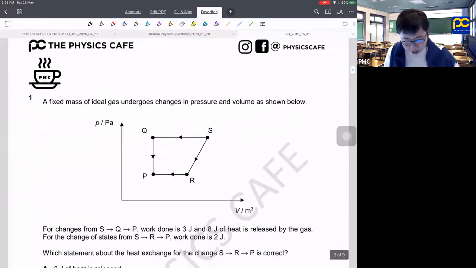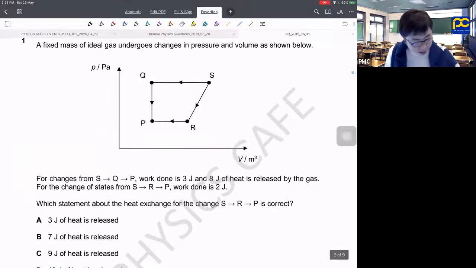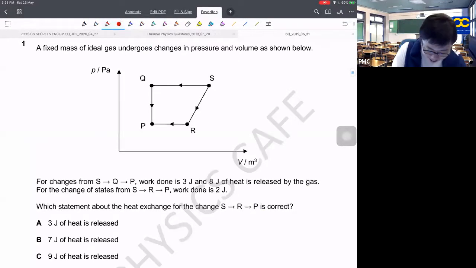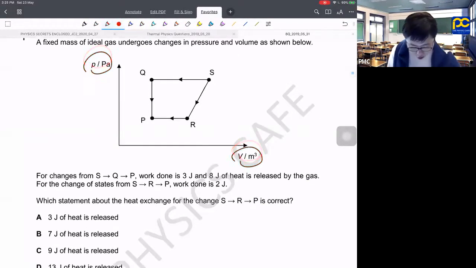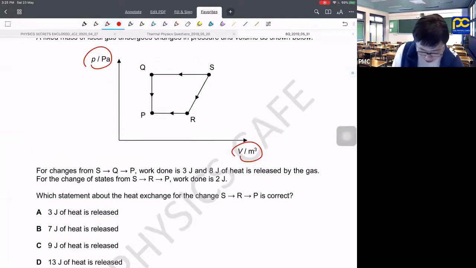Okay, look at question 1. Don't need to look at the answer, just look here. We can do it together. Let's do it together. Now I have a pressure, I've got a volume, and they give me S, Q, and R. They give me the work done, and they give me the Q. So let me just color shade this S, Q, and R.